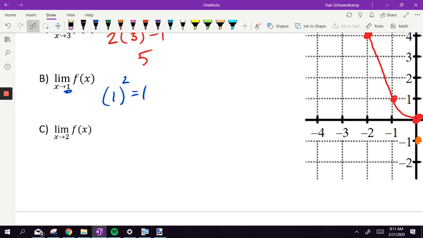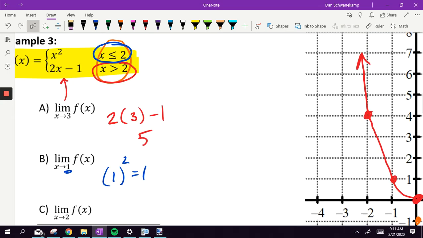The limit as x approaches 2. Which equation are we plugging into to find the limit as x approaches 2? Top one or bottom one? It is not top. It is both. Talk with your neighbor. Why is it going to be both? Somebody got a good answer for me. Why am I looking at both of them? Jacob?